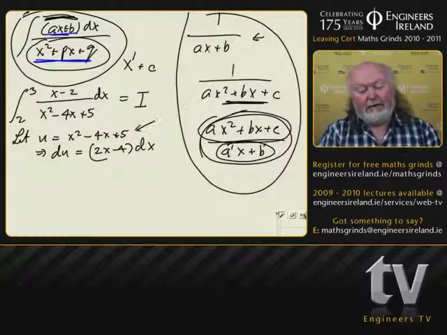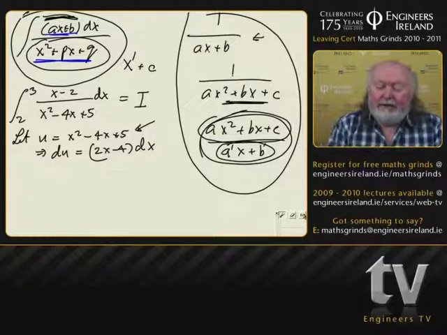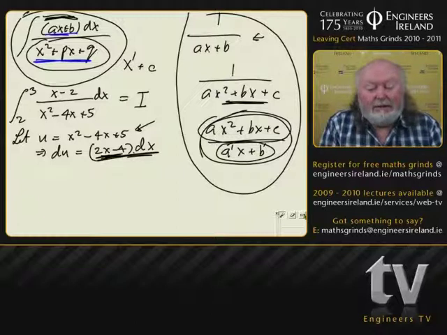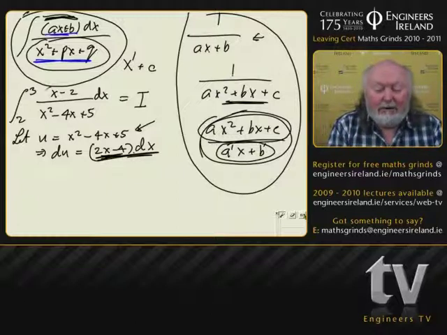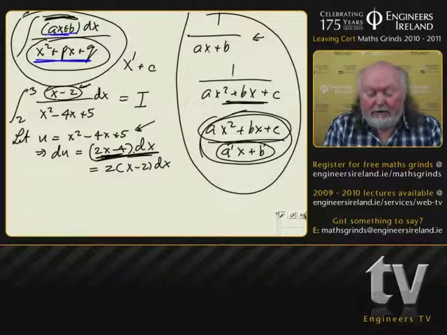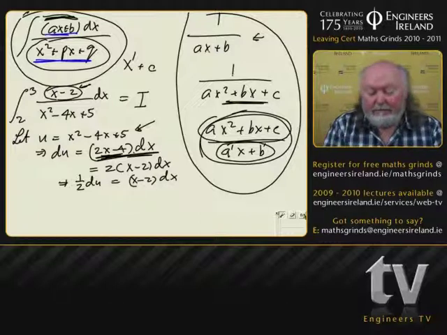Once I've differentiated this, I'll have du/dx equals 2x minus 4, and then I multiply across by the dx. And now what I have is a function which has a linear polynomial multiplied by the dx. And we examine the top part of our equation and look to see what it's like. And in this case, it's twice it. So we can say a half of du equals the x minus 2 dx.